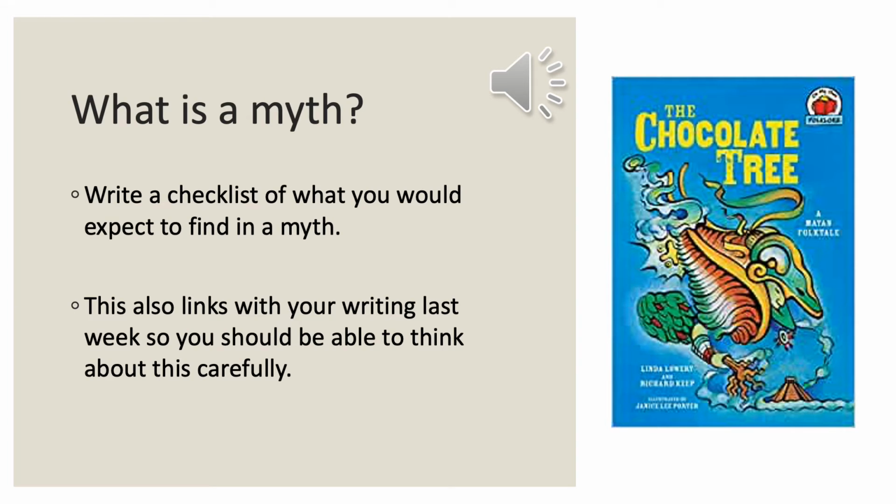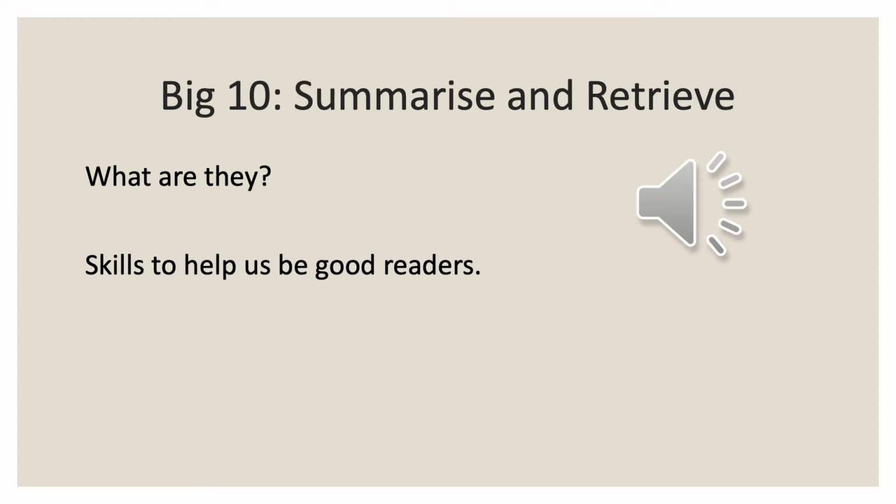So over the next 2 lessons, we will be focusing on the big 10 skills of summarise and retrieve. So just have a think to yourself, what is summary and what is retrieval? And just have a think about what you know already and note those down. I know you've been doing lots of summarising when we've been looking at the Nowhere Emporium, so thinking about what you've been asked to do there. And just think, they are skills to help us be good readers. And on the next slide, we'll go over what they are.